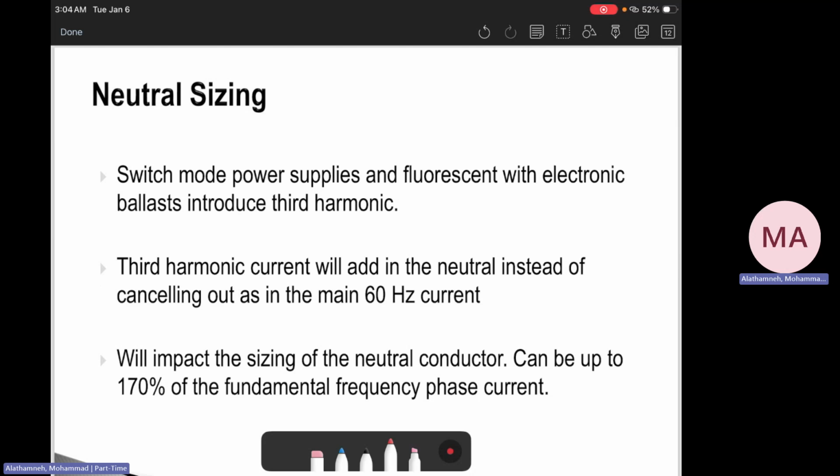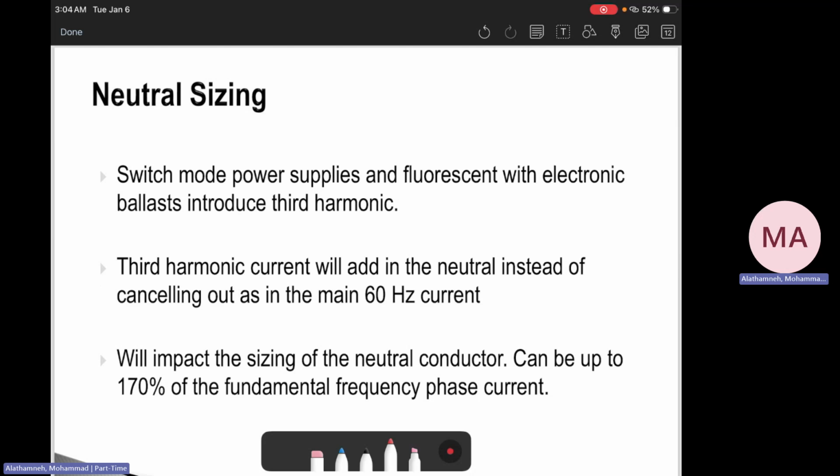This is something dangerous. Basically, in modern low voltage, in a balanced three-phase system at the fundamental frequency, the phase currents will cancel each other at the neutral, which makes a zero neutral current. This is the classical story that we already know.